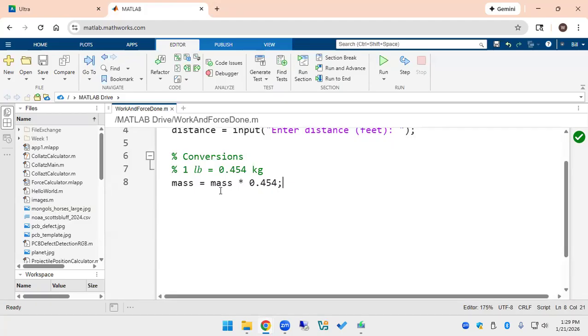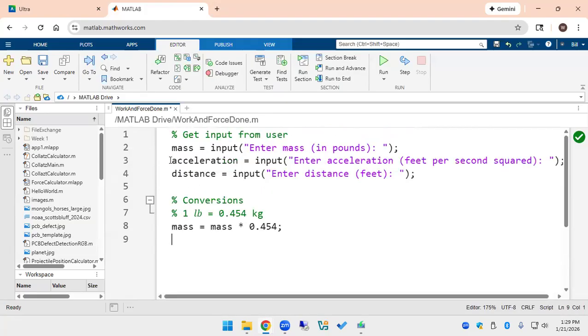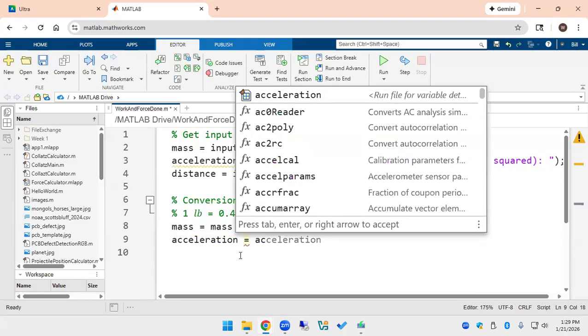Now we do the same thing for acceleration. We use acceleration as our variable name. Oh, I should go through that. At this point, the mass variable holds things in pounds. We can make a calculation with that variable. As soon as we assign this value to here, this is now in kilograms. It's the same variable. We're just storing different numbers. We could have named it something else, but we didn't. Let's keep it simple. So we're going to have acceleration equals acceleration.